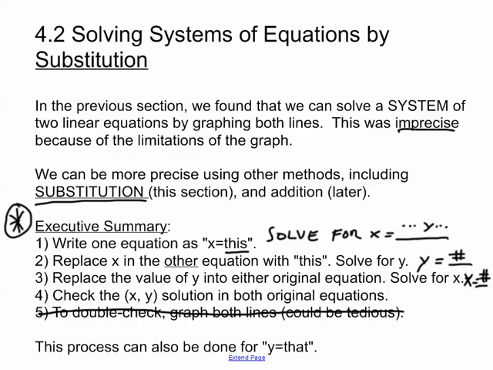Step number 2, place that solution for x into the other equation of your system. Then you'll have one equation with just y variables in it. Then solve for y. Tell me what y is equal to. It should be equal to a number after step 2. Step 3 is take that number for y, put it back into either original equation, and then solve for x, and you should be done.